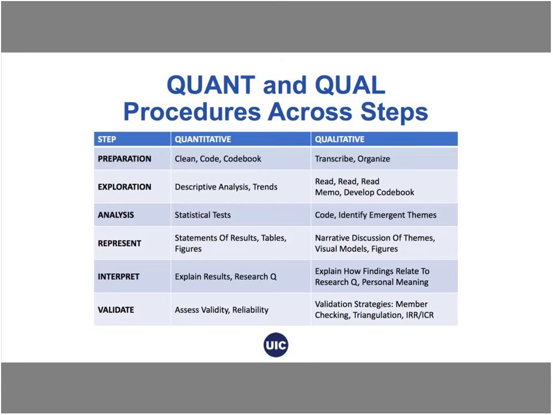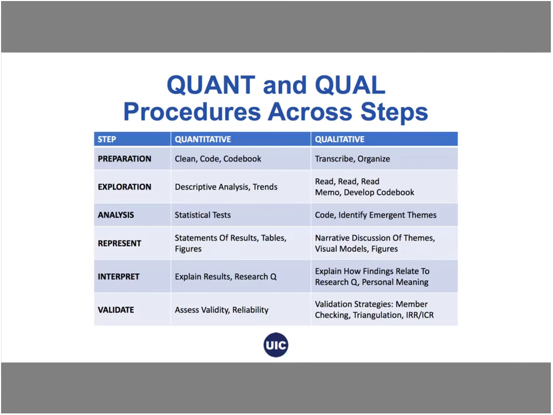We become very familiar with the data, so we read, or listen. We memo, which is keeping a record of the analyst's reflection on the meaning of the data. We can develop a codebook, and a codebook is similar to a codebook we might create in quantitative research where we have codes that we then apply to the data. After we apply the codes to the data, we can identify emerging themes or meaning.